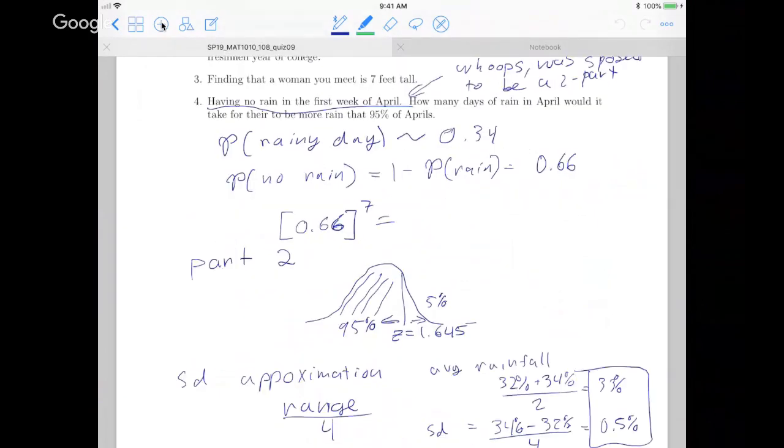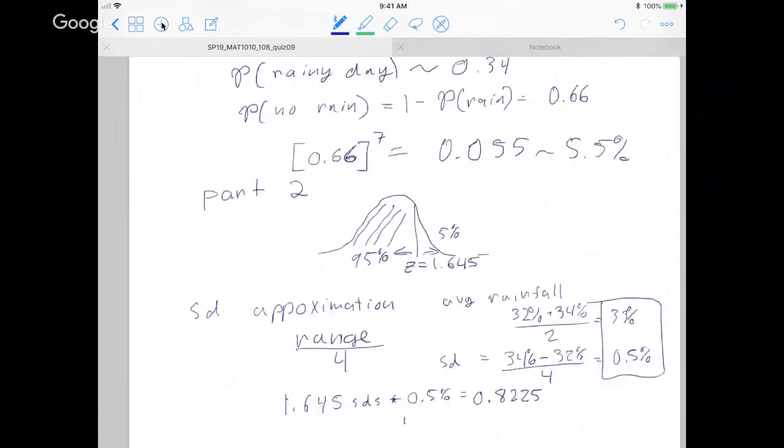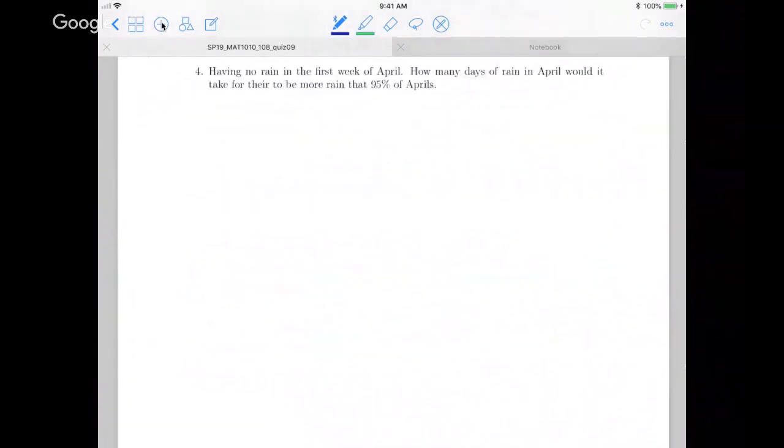If you do that, that's 0.055, or about 5.5%. Okay, so that's the first part of number 4.